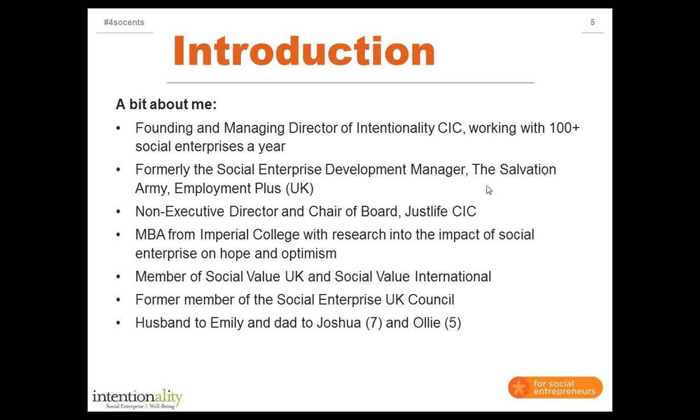I've then had or still have various roles in the social enterprise and charity space, and there's just a few listed there. The most important of my roles is at the bottom and probably should be at the top, that I'm a husband and a dad to 2 young children. I really should put that at the top. So if we move on a slide.